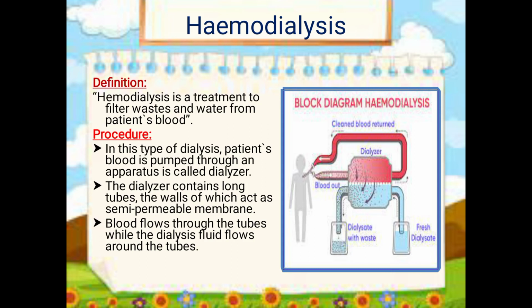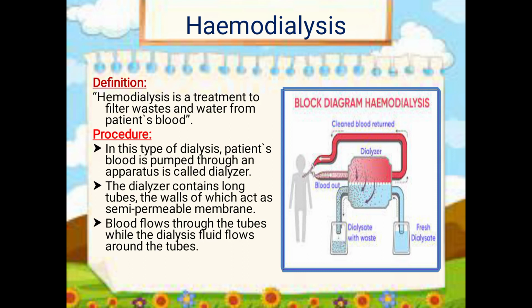How is it performed? In this type of dialysis, the patient's blood is pumped through an apparatus called a dialyzer. Dialyzer is a machine that is used to perform hemodialysis. The dialyzer machine contains long tubes and the walls of those tubes act as a semi-permeable membrane, that is, these allow some material to pass through them while blocking the passage of others.